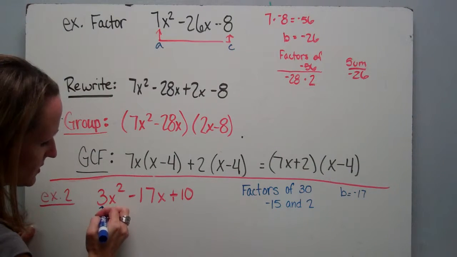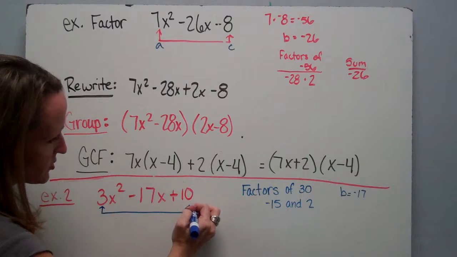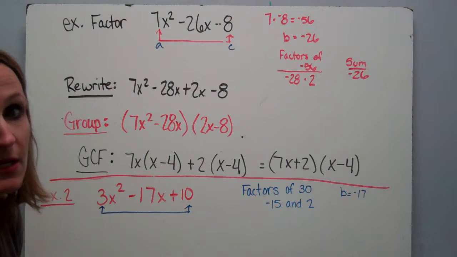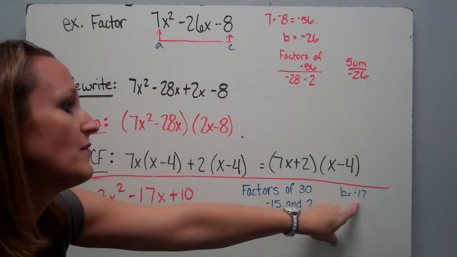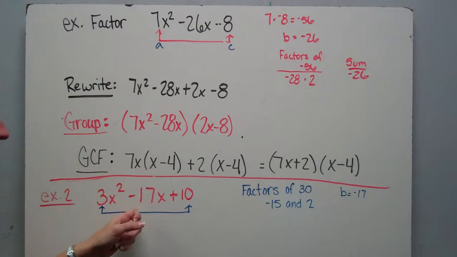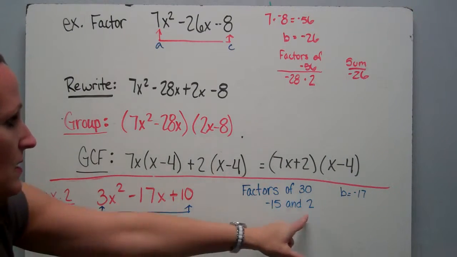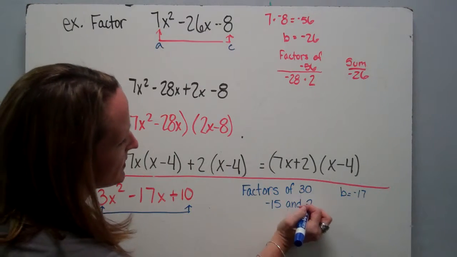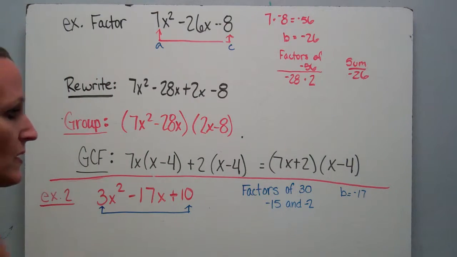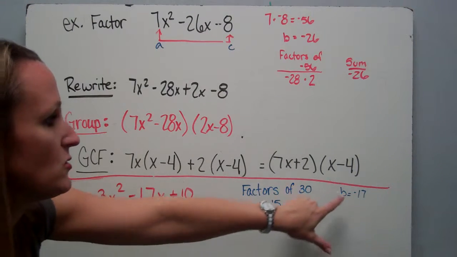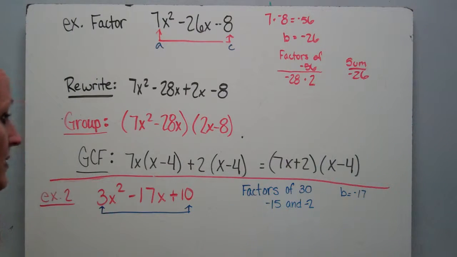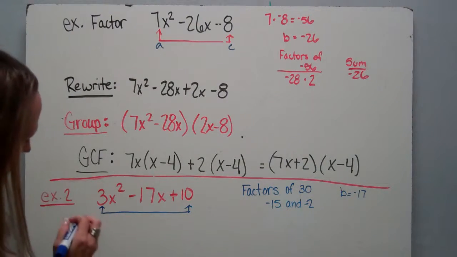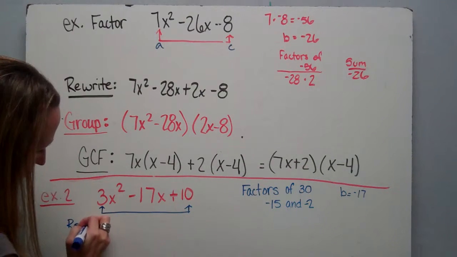Okay, again, when you multiply your a times your c, 3 times 10 is 30. So what am I looking for? I'm looking for factors of 30 that add to give me a b value of negative 17. Negative 15 and, whoops, that should be negative 2. Negative 15 plus negative 2 give me negative 17. Negative 15 times negative 2 gives me positive 30. So, first step, rewrite it.